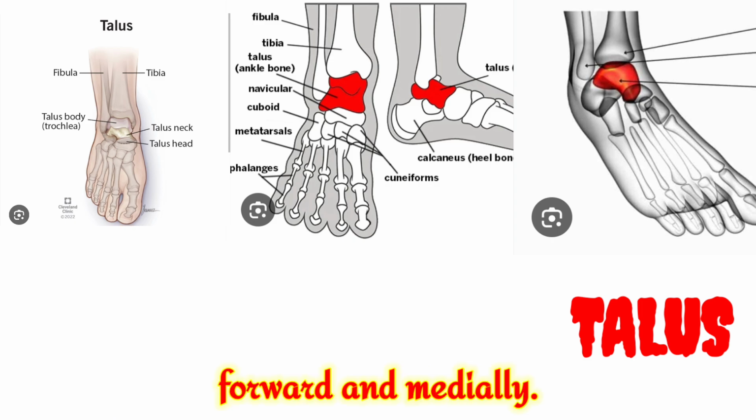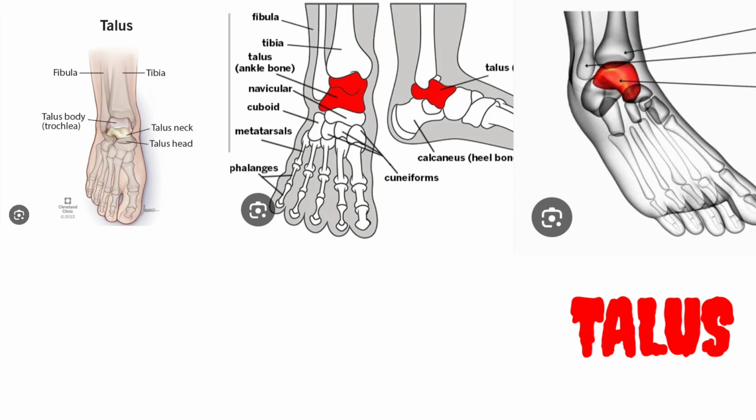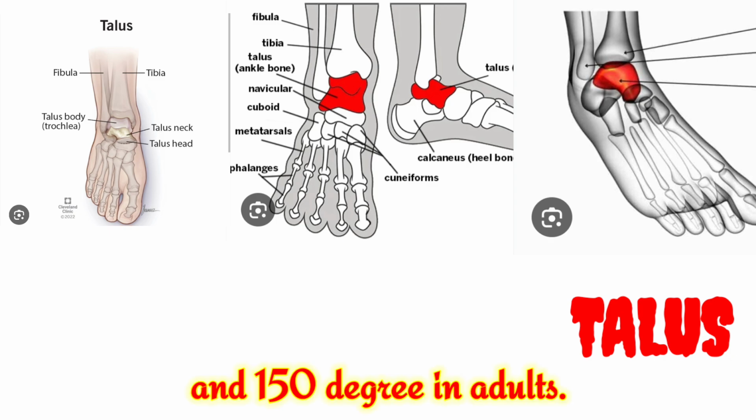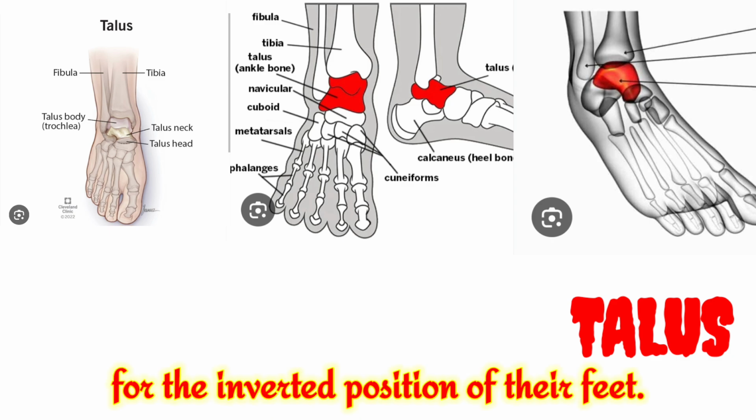and medially. The neck body angle is 130 to 140 degrees in infants and 150 degrees in adults. The smaller angle in young children accounts for the inverted position of their feet.